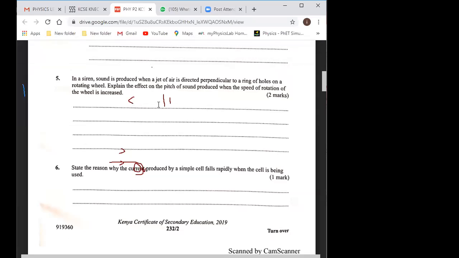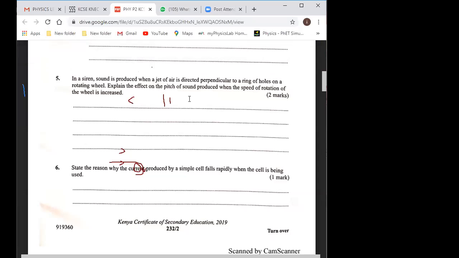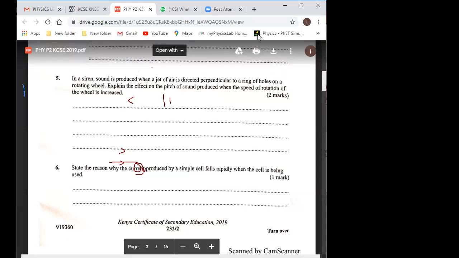How does it work? The frequency of cutting through the air is the one that is going to be increased. Therefore, that increases the pitch. So the frequency of the sound increases, hence increasing the pitch. Then we go to question number 6.